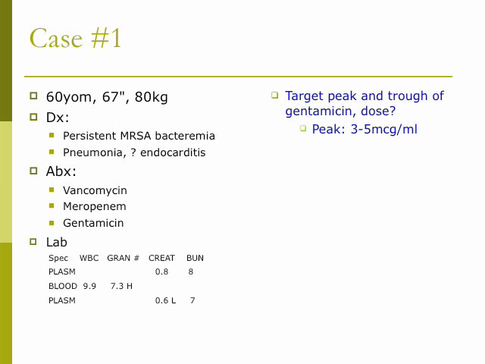For synergy, you don't need that really high peak and trough, right? So probably just 3 to 5. You don't need to shoot for 10, and then for trough, remember we want to keep it less than. And then how would you dose this guy? Would you do once daily? Would you do traditional dosing? Remember, right. So what is it? 1 milligram per kilo IV Q8, right? So he would probably go on 80 Q8, right?